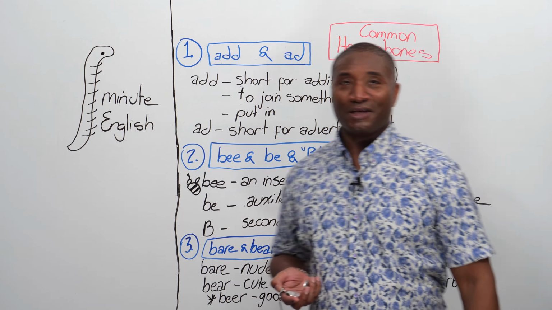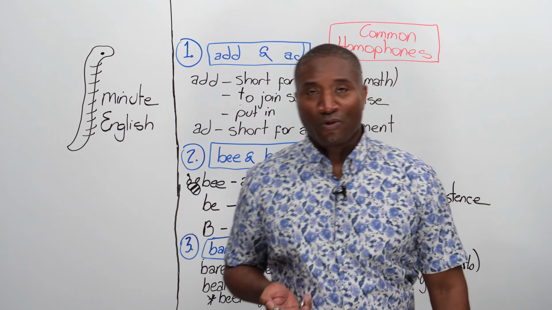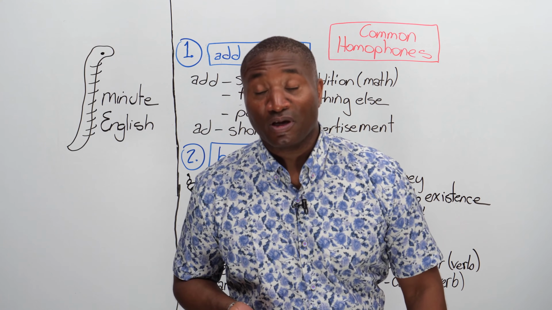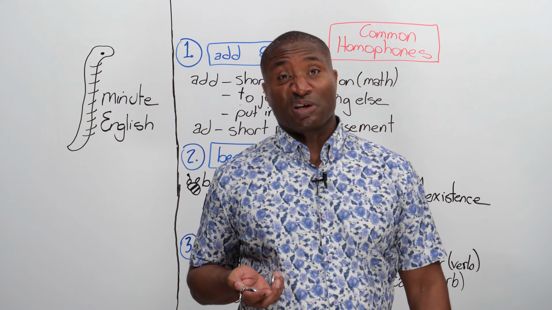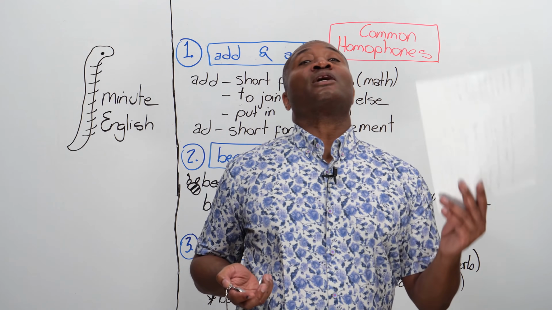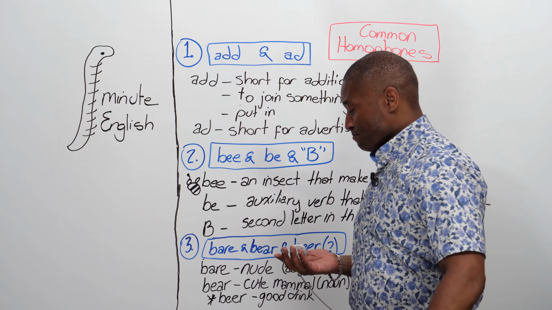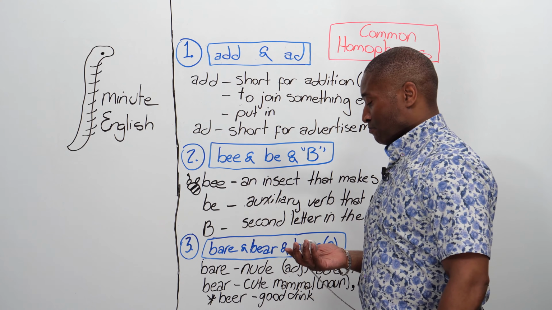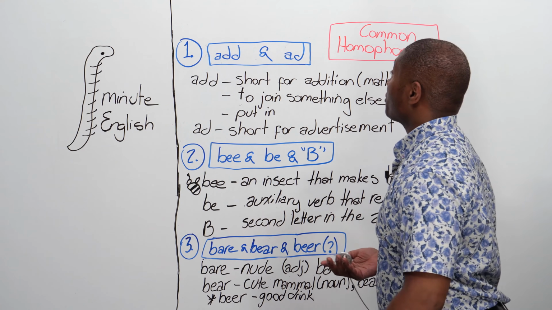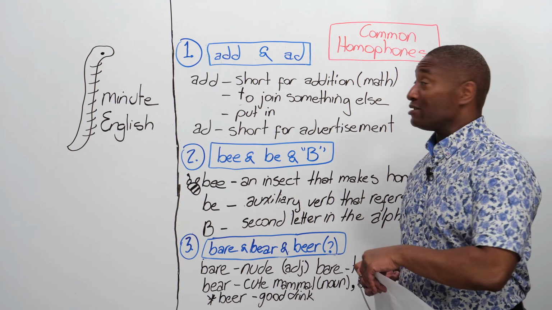So, are you ready? Common homophones that people make mistakes with, and especially native speakers when they write it down on paper. Take 1. All right, so hold on a second. Go. Okay. So the first one we're going to do is add and ad.